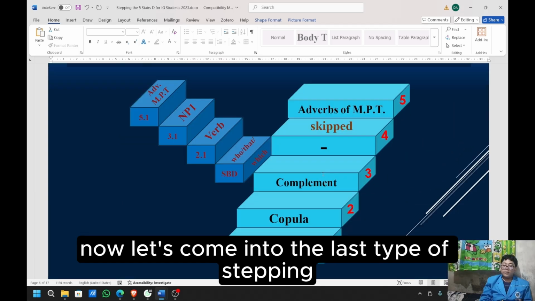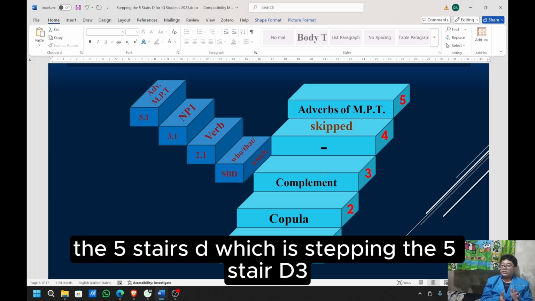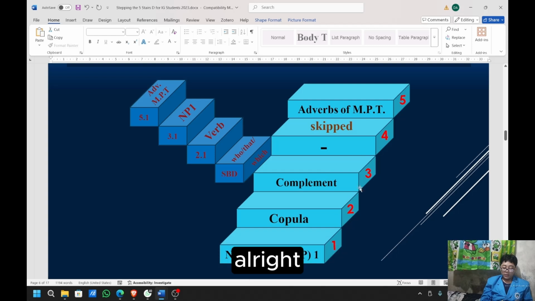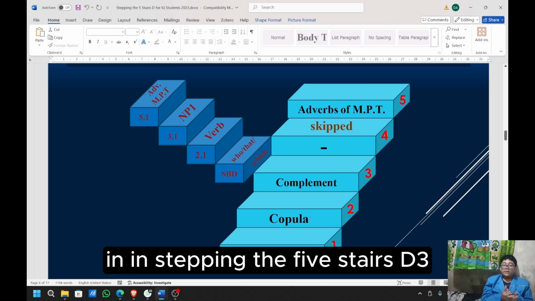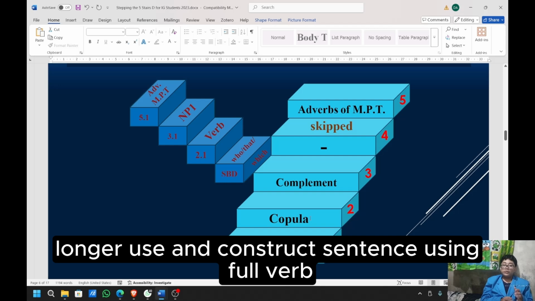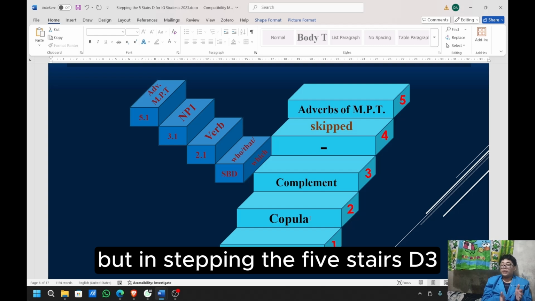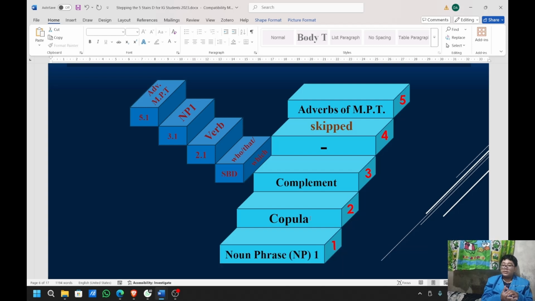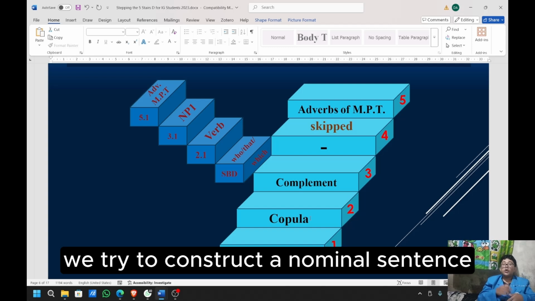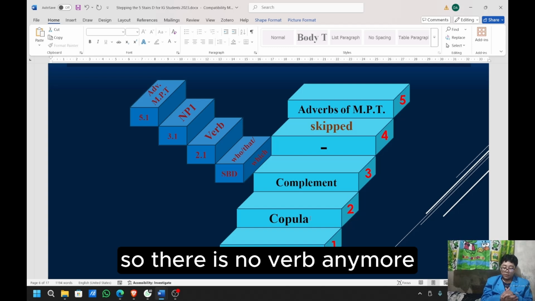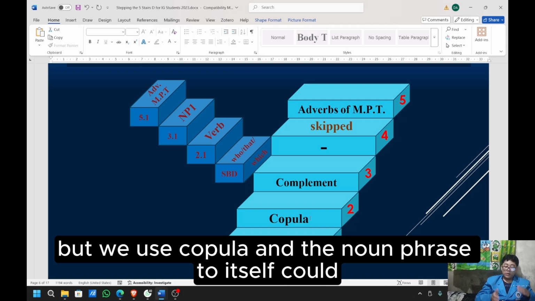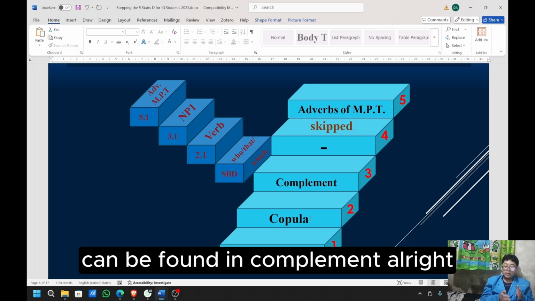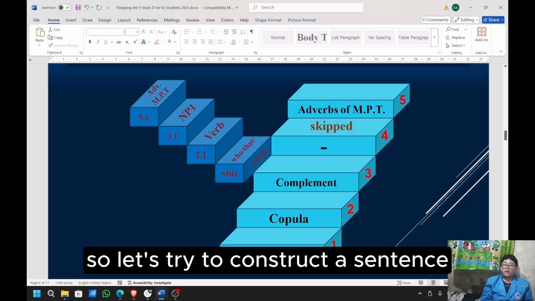Now let's come to the last type of stepping the 5 stairs D, which is stepping the 5 stairs D3. In stepping the 5 stairs D3, we no longer construct a sentence using a full verb. We try to construct a nominal sentence, so there is no verb anymore, but we use a copula, and the noun phrase to itself can be found in the complement. So let's try to construct a sentence then.